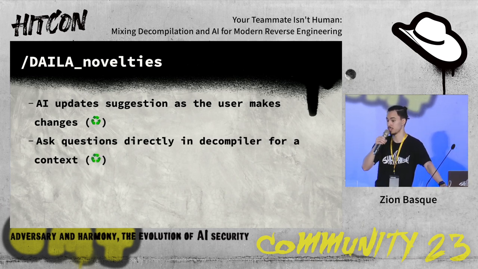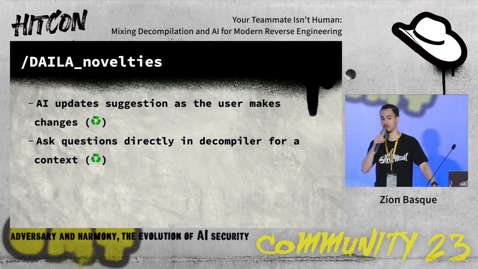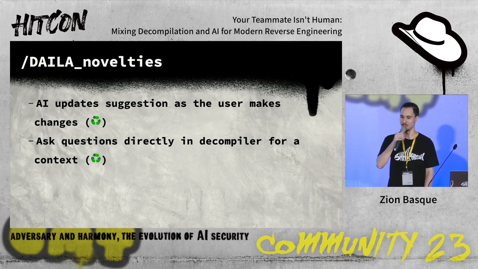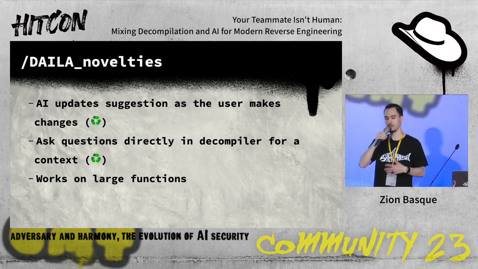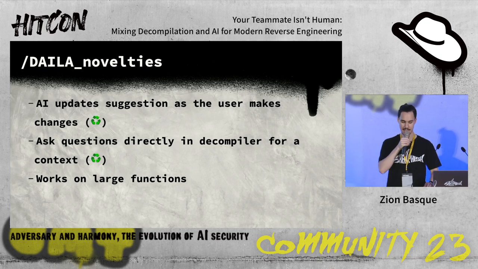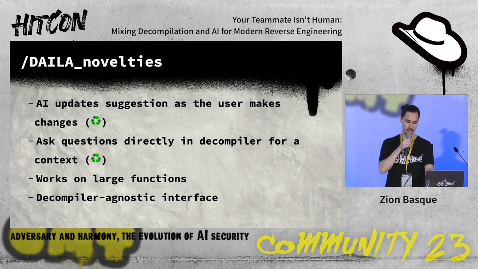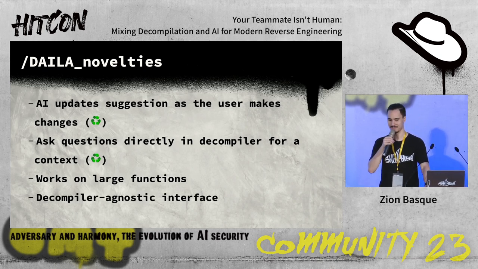Next, you can ask questions directly in the decompiler. And we'll have a demo for this if, again, everything doesn't catch on fire. And we'll show you asking a question. And lastly, it works on large functions. If you want to use this on something bigger than 500 lines, you can. You can actually close the context gap. You can use less lines to get information. And then decompiler agnostic, of course.